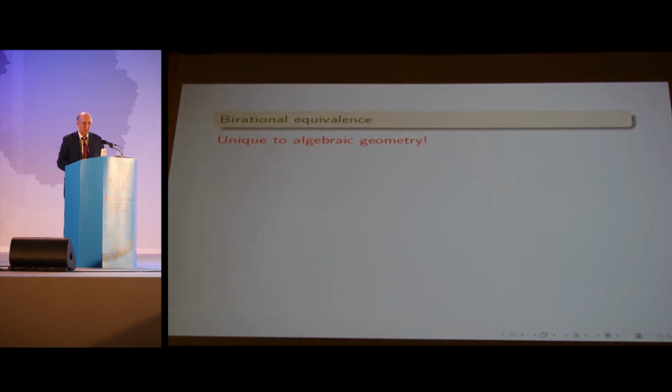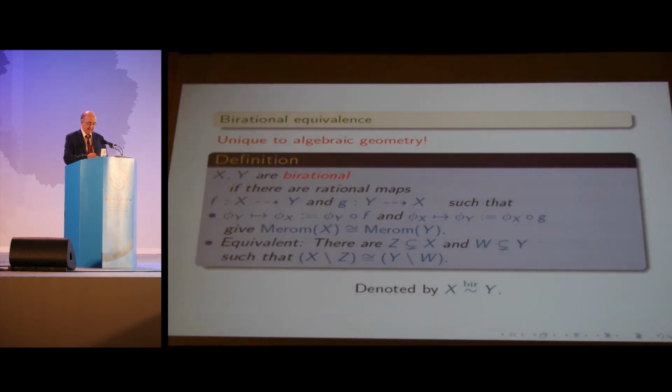There is another notion called birational equivalence, which is unique to algebraic geometry. So the definition is: two varieties are birational if there are just rational maps, so they don't have to be everywhere defined, and in fact, typically neither F nor G is everywhere defined, such that I can write it two ways. So the first definition says that the obvious way of composing functions establishes an equivalence between the meromorphic function theory of X and the meromorphic function theory of Y. So this is what Riemann achieved with his Riemann surface, the equivalence of meromorphic theory.